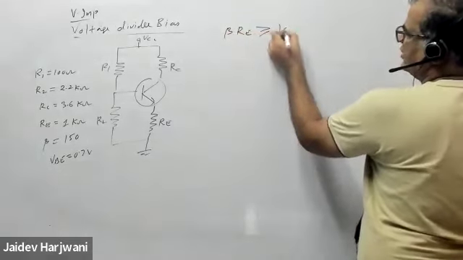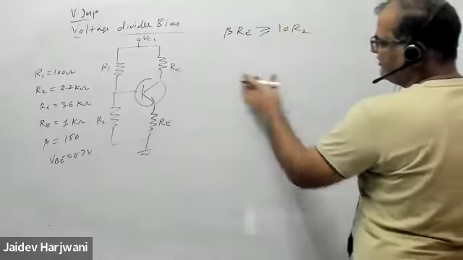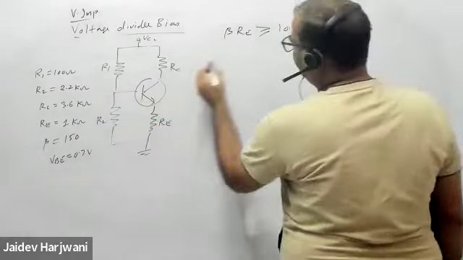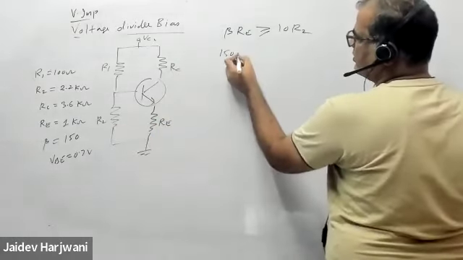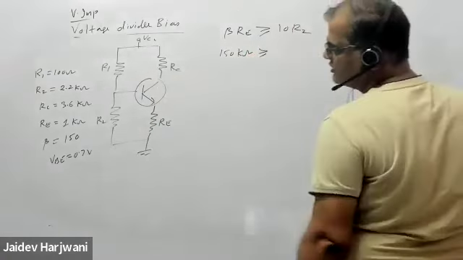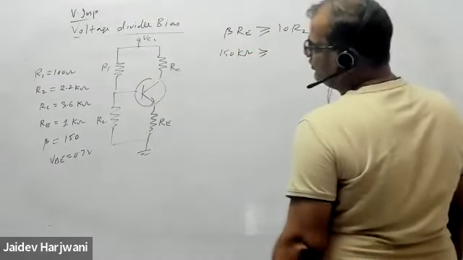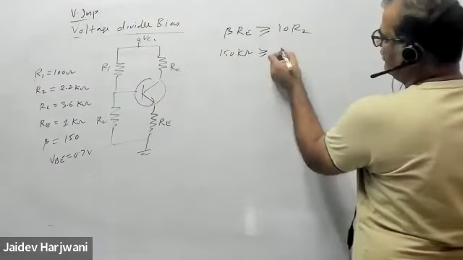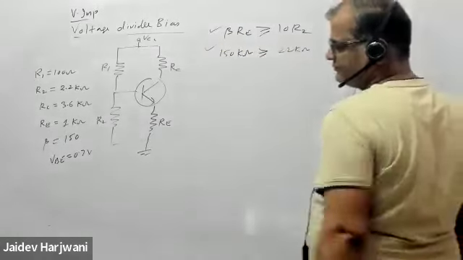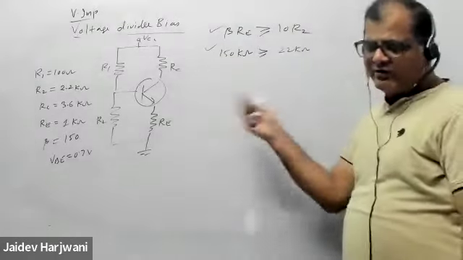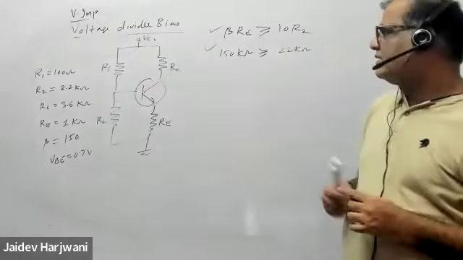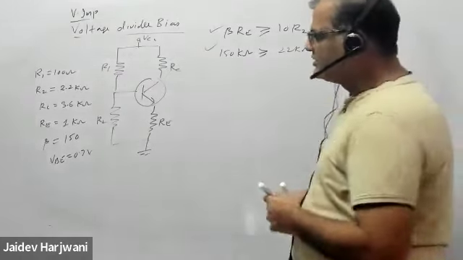Whether this condition is satisfied or not: RE value is given 1 kilo ohm and beta is 150, so this becomes 150 kilo ohm. And now this should be greater than or equal to 10 R2, and R2 is 2.2 kilo ohm, multiplied by 10, 22 kilo ohm. So this condition is satisfied. If it is even not satisfied, still you can do it, but the accuracy will not be that good. And now condition satisfied, now you can directly solve the circuit.